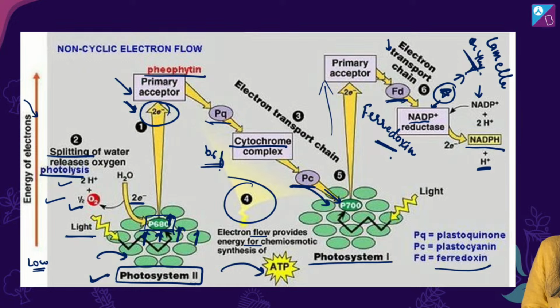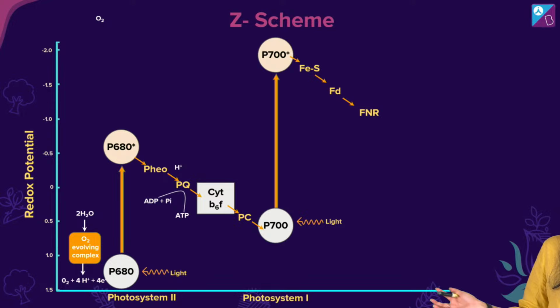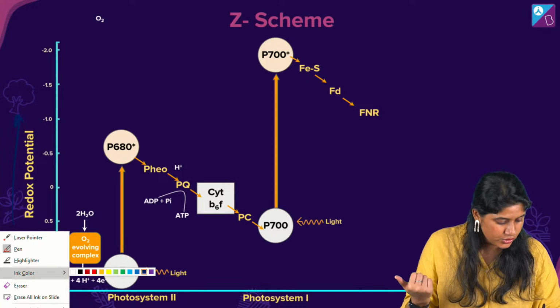This is the second diagram. I'm again clearing everything off. Do take the screenshot of this also. Okay? Now here we have the redox reaction, redox potential, right? I was telling you about it. So here we have the graphical representation. Do take a screenshot first, and I'll explain it to you.